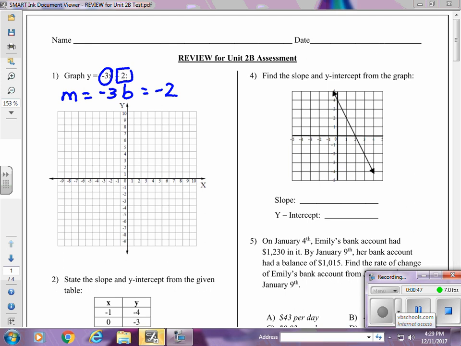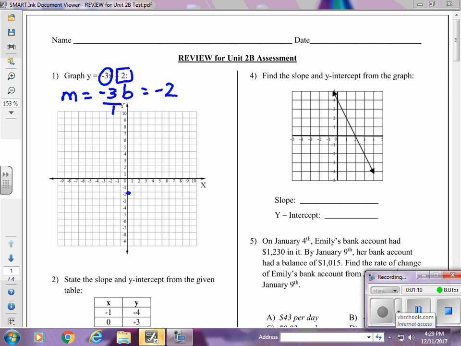So when you go to graph these, you're always going to begin at the b, and that y-intercept is always on the y-axis. So at negative 2, you would put your starting point, and then to get more points on the graph, you're going to have to do rise over run. Well, in order to do rise over run, you have to make your slope into a fraction, and the best way to do that is to put a 1 underneath it. If it's already a fraction, then you don't need to worry about it.